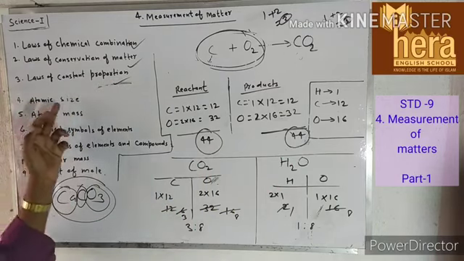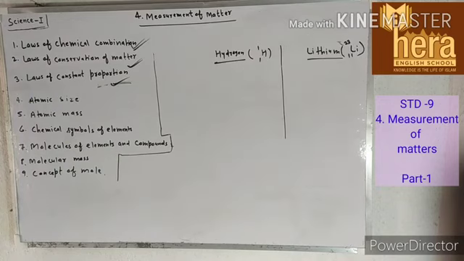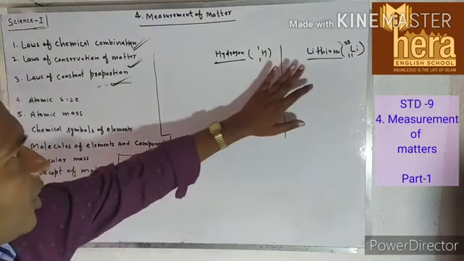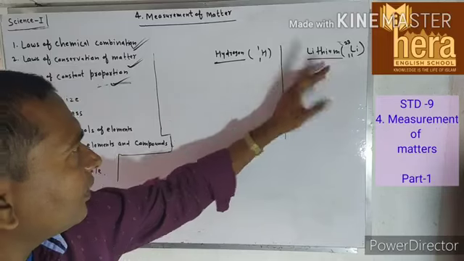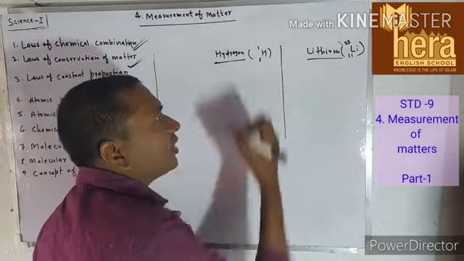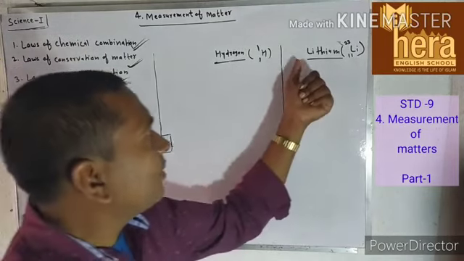Now the next topic is atomic size. Before atomic size, I have written here two atoms, hydrogen and lithium. The symbol of hydrogen is H. This one indicates the atomic number. Then this one represents the atomic mass number.